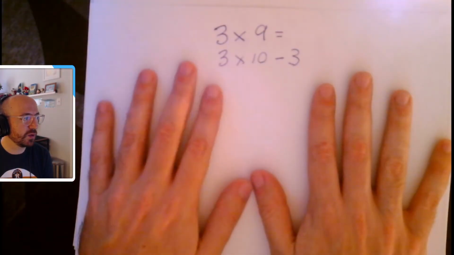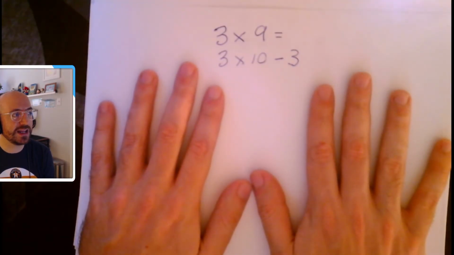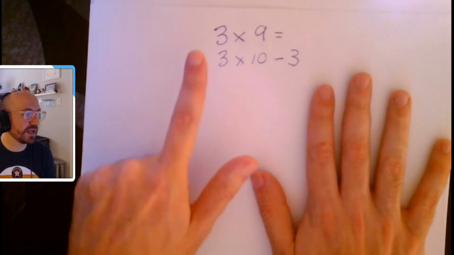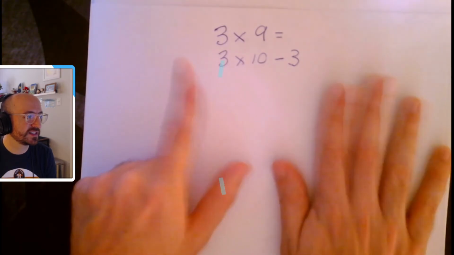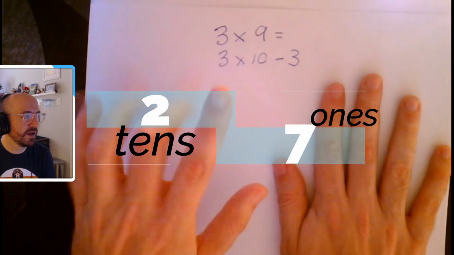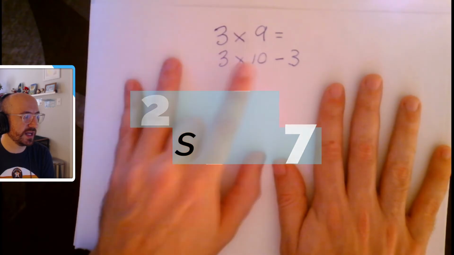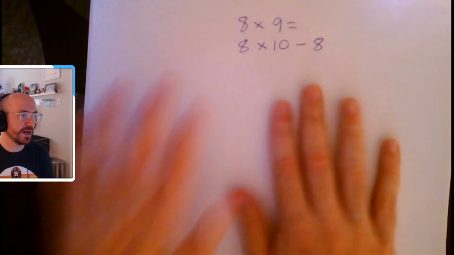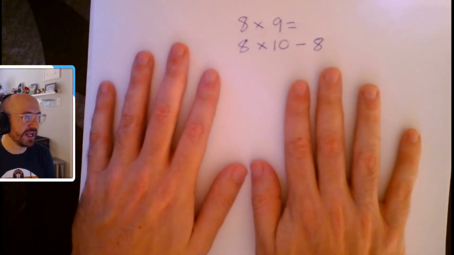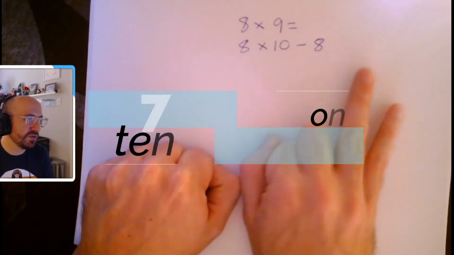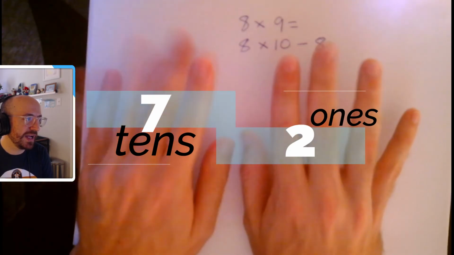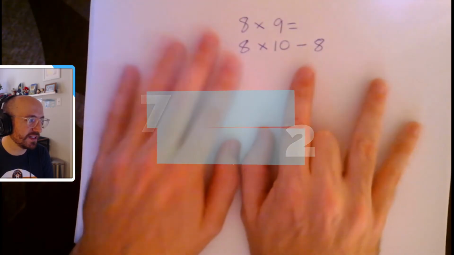3 times 9. Well, that's just like 3 times 10 is 30 minus 3. How many are in the ones place? 7. Okay, and I don't have 3 tens, I have 2 tens. 8 times 9. It would be like 8 times 10 minus 8. 10 minus 8, I will have 2 left. But I won't have 8 tens, I'll have 7 tens.